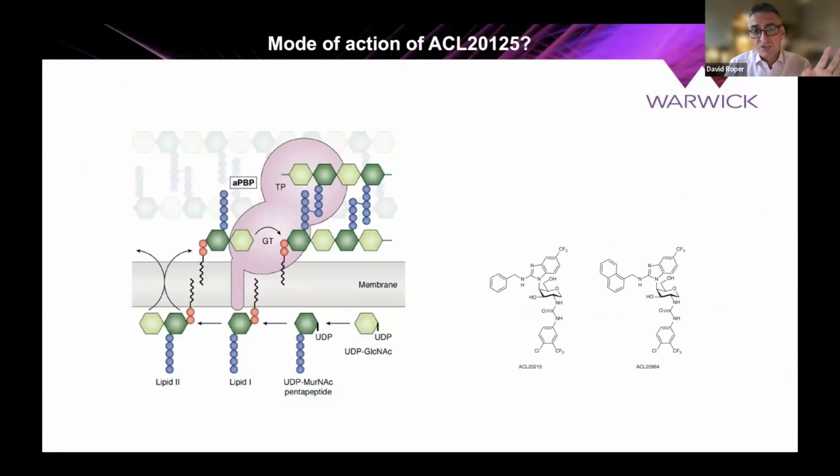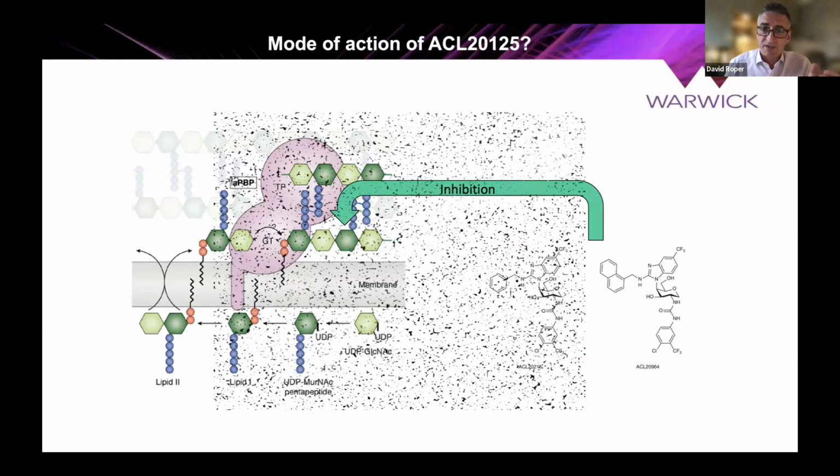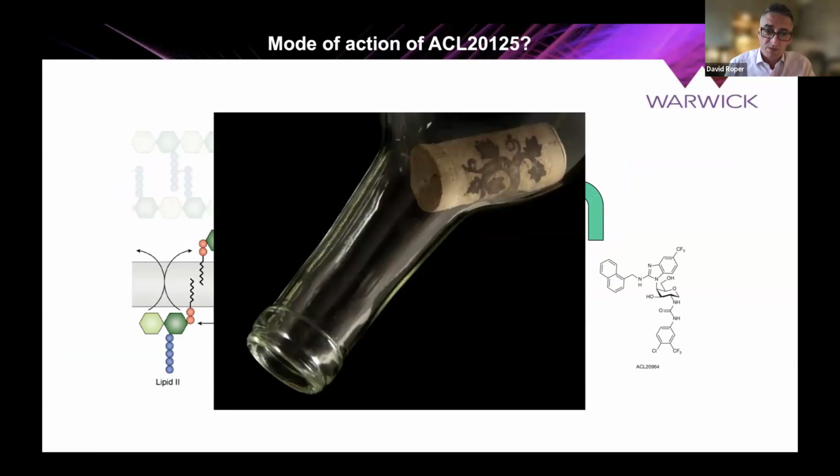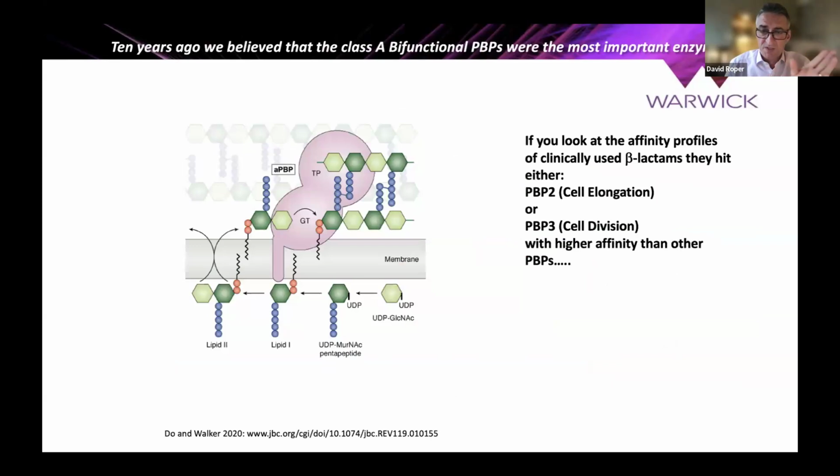So we now have this conceptual model, which we're still pursuing, of what's happening here. And we think what they're doing is they're binding in the glycosyltransferase exit site, so not in the active site directly. And if you like, it's like pushing a cork into a bottle of wine, restricting the flow. And if you make short glycan chains, that is not compatible with life, and that's why they're probably efficacious in vivo. However, that's a story about the class A enzymes, which 10 years ago we thought were the most important factors in cell wall biosynthesis, because they did both this glycosyltransferase, lipid 2 polymerization step, and also the subsequent transpeptidation.